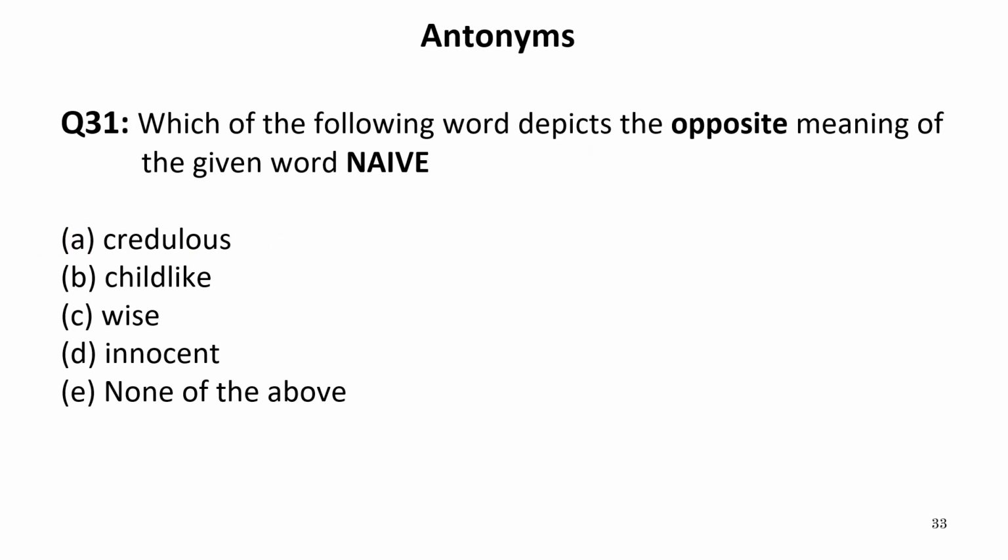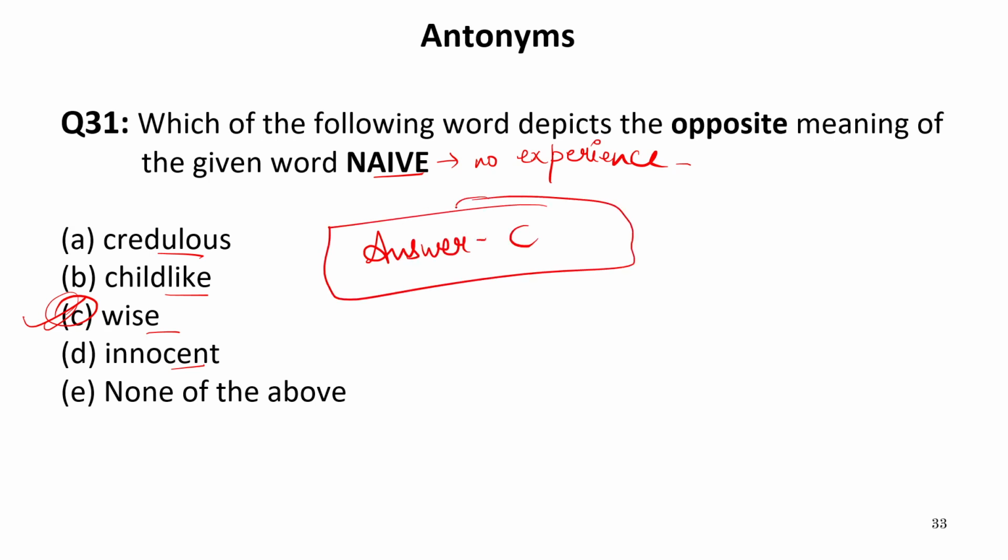Knave. We have to tell the opposite of the word knave. Now knave means one who has no experience at all, no experience of work. So that person is known as knave. So the antonym of it will be, let us see the options: credulous, childlike, wise, innocent. So obviously the answer will be wise. So our answer is C. Knave can have synonyms like innocent and so on. Now let us move to the next one.